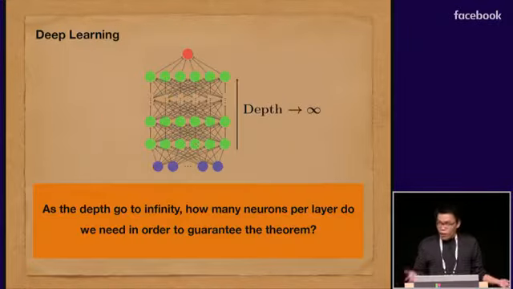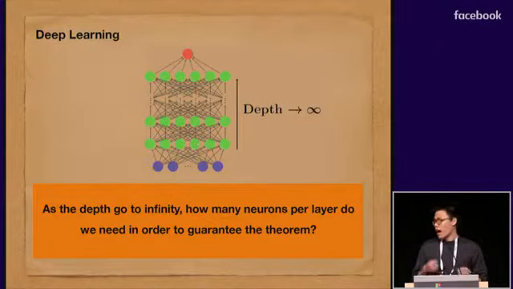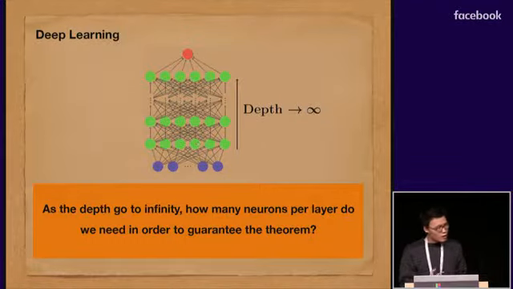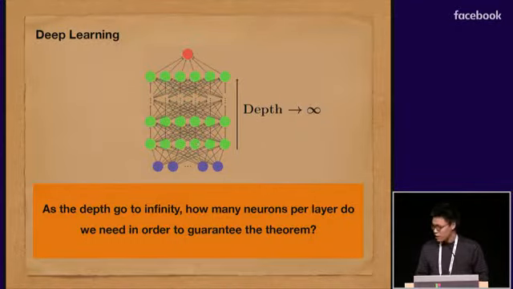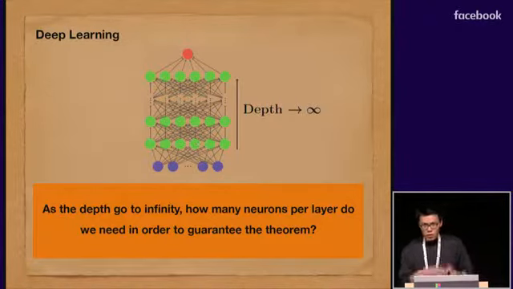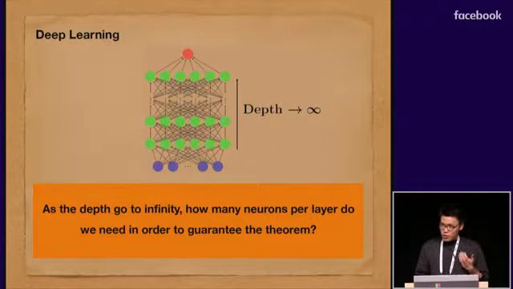But now, we are using deeper and deeper networks instead of fat ones. So a natural question is, how does this result generalize to the deep learning setting? More precisely, how many neurons do we need in order to guarantee the universal approximation result? Interestingly, the answer depends on the architecture of the network. What we prove in our work is that using the ResNet architecture, 1 neuron per hidden layer is enough.